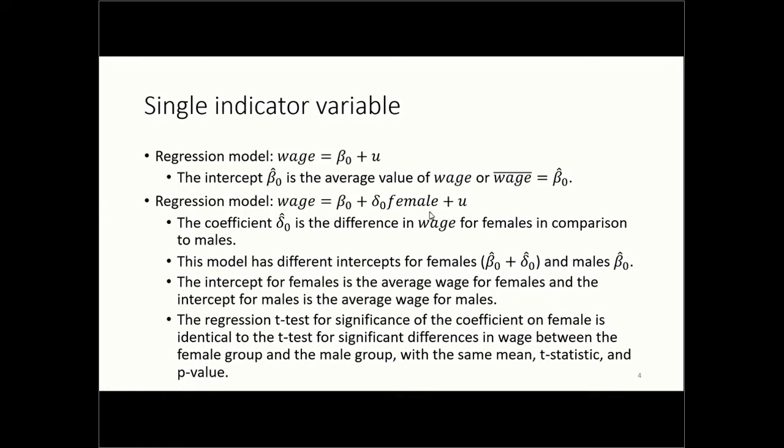So here, when we have no other independent variables, the intercept for females would be the average wage for females, and the intercept for males would be the average wage for males. So note one thing here is that the regression t-test for significance of the coefficient on female, this one, would be identical to the t-test for significant differences in wages between two groups of females and males. They would have the same mean, the same t-statistic, and the same p-value. So you can either test for significant differences in wages between male and female with a t-test for significant differences in two groups, or you can use this regression here with an indicator variable female and then look at the coefficient here and use a t-test for it.